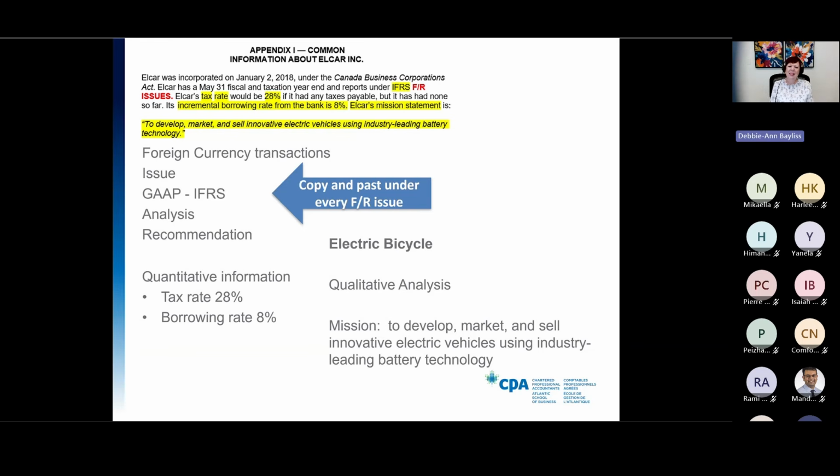They provide us with the mission statement. And so I know that, when it comes to looking at the electronic bicycle from a qualitative perspective, I should talk about whether this option is aligned or at least partially aligned with the company's mission statement. So I'm going to include the mission statement under that particular required.